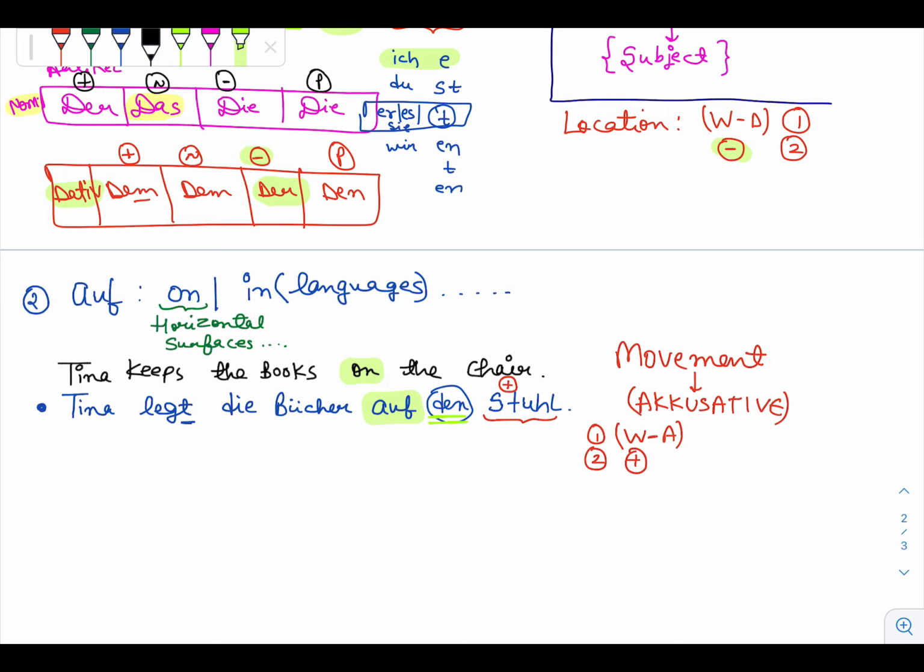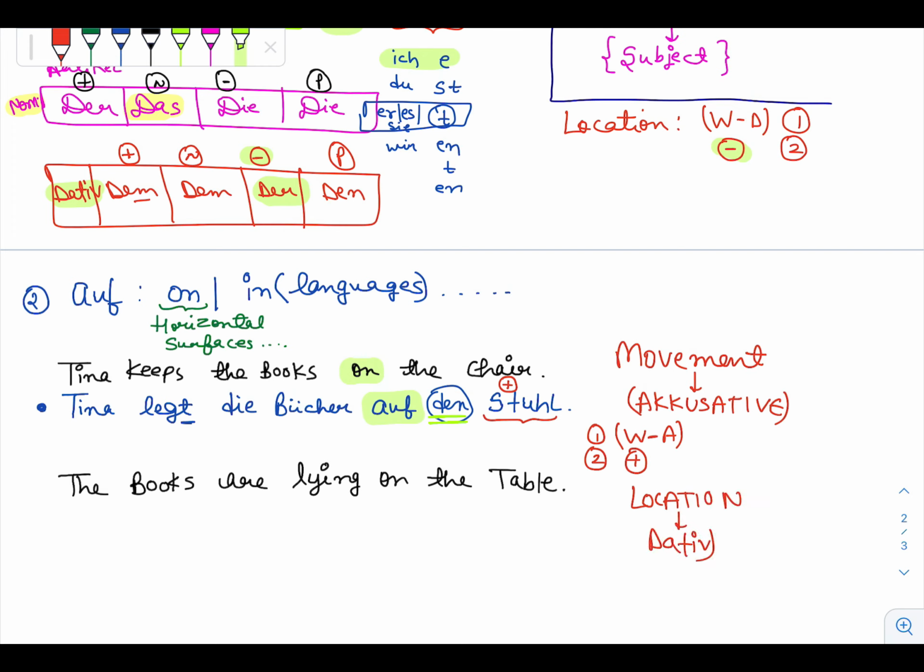Again we will see another example. The books are lying on the table. See, the books are lying on the table means here I'm talking about the location of the books. Again it will come into dative. So first thing is clear, Wechsel of dative. Second thing what we require, the article of Tisch.